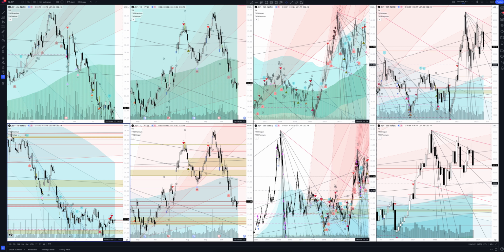Today we will take a look at Jefferies Financial Group stock. Let's analyze the market situation and find out how you can make money on it. Let's start.